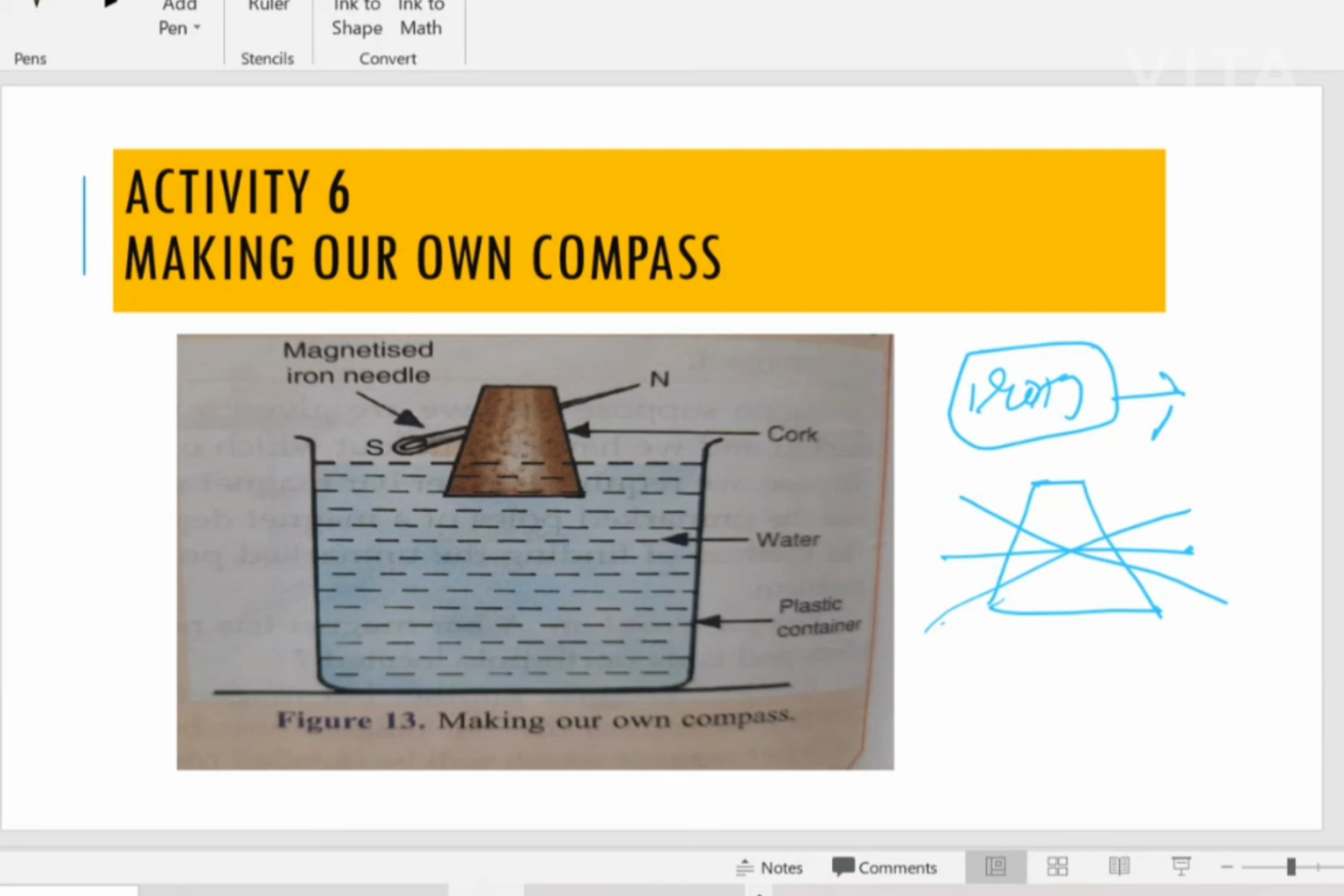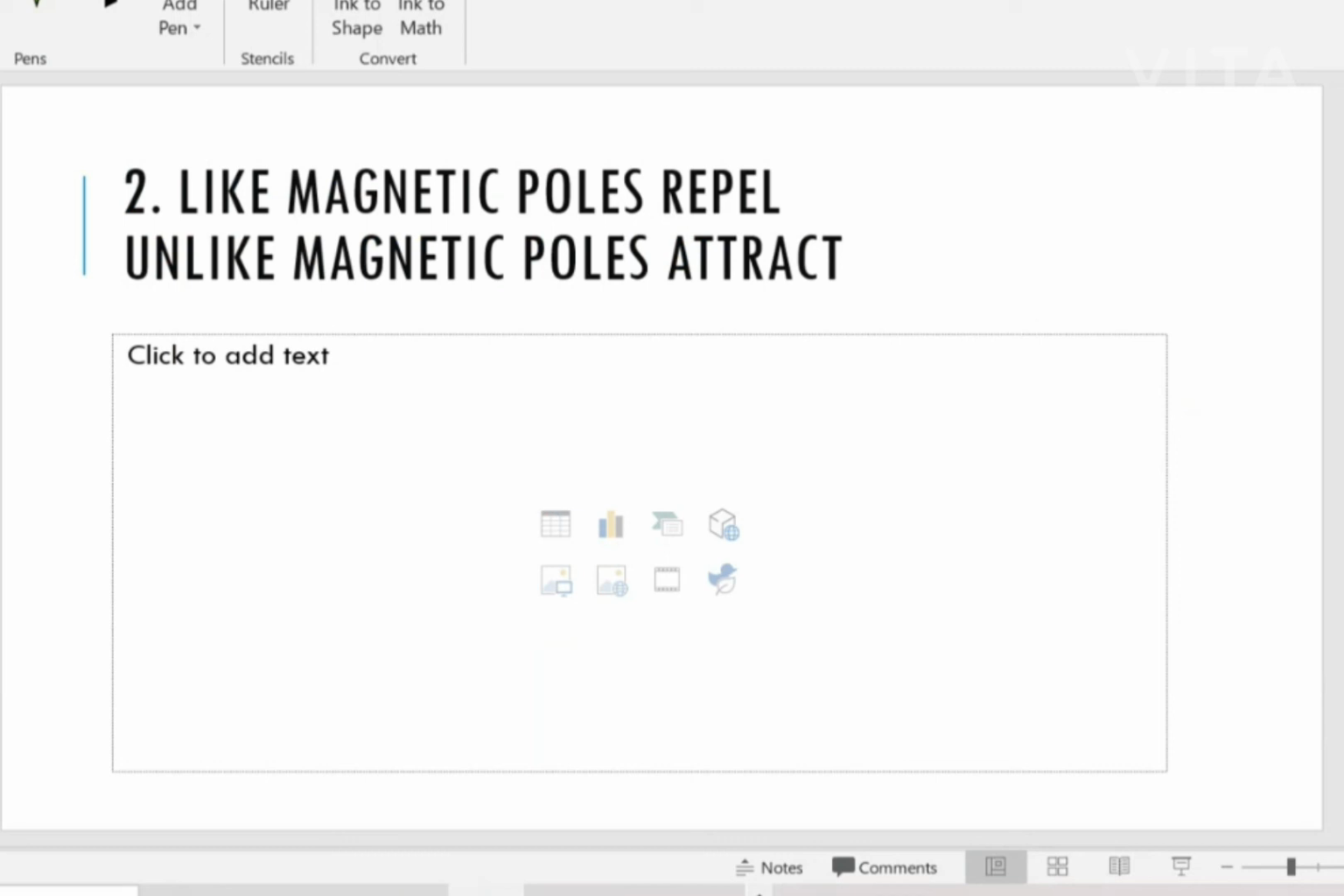Okay, now you're leaving it, so it starts behaving like the same thing. A magnetized needle can behave like a magnet and show the first property, aligning itself in the north-south direction, north seeking pole and south seeking pole. This also you can try at home. The next property is like magnetic poles repel each other, unlike magnetic poles attract.